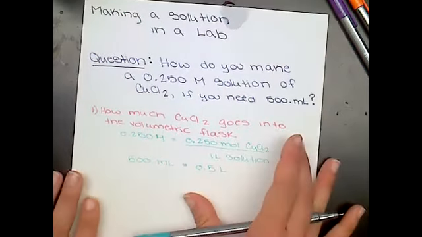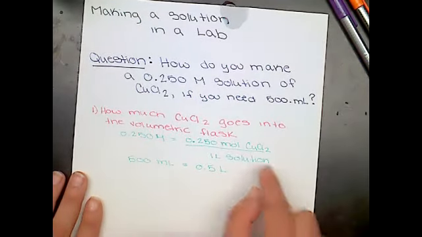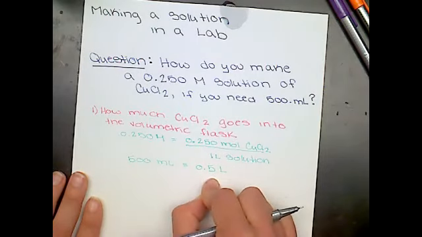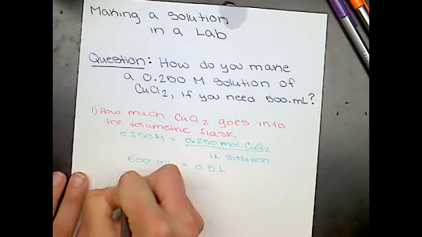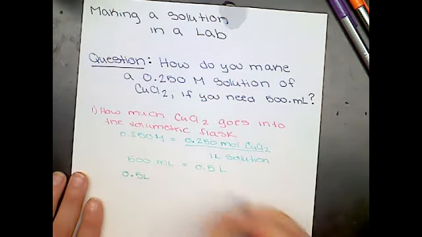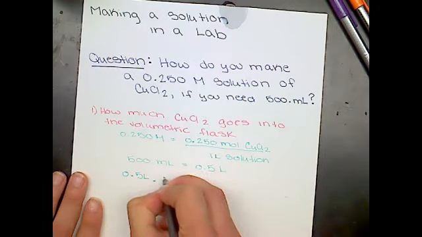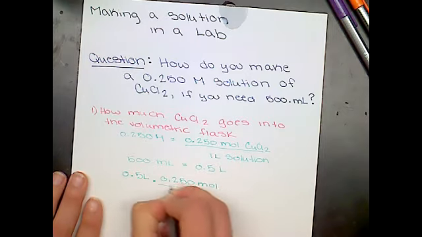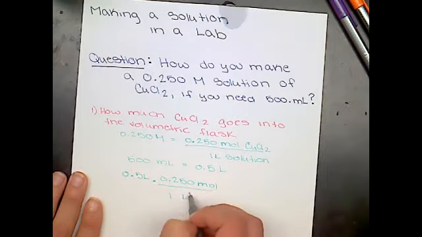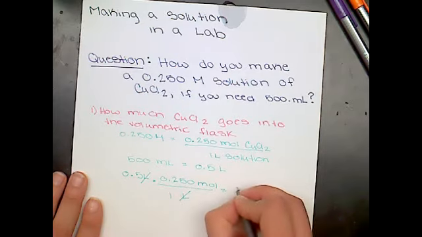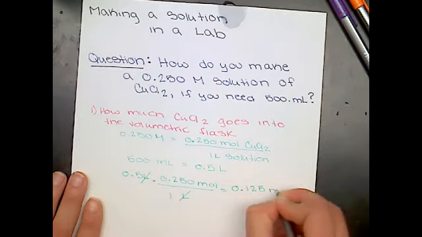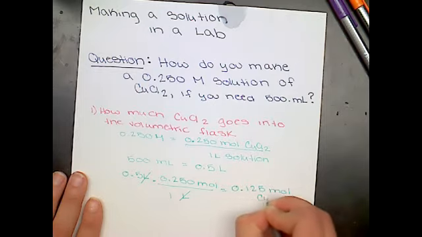Now I am going to set up a problem to figure out the number of moles I need for my 0.5 liter solution. So I'm going to go 0.5 liters times 0.250 moles over 1 liter of solution. Notice that I set this up so that my units cancel out and I'll get moles. So what this tells me is I need 0.125 moles of copper 2 chloride.